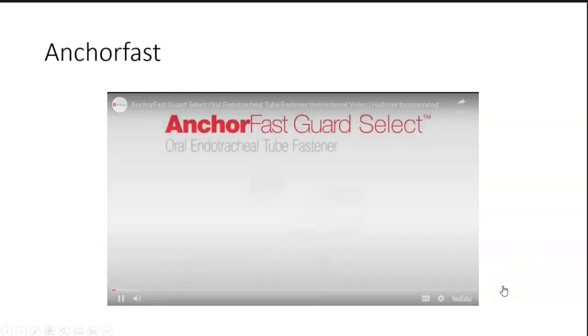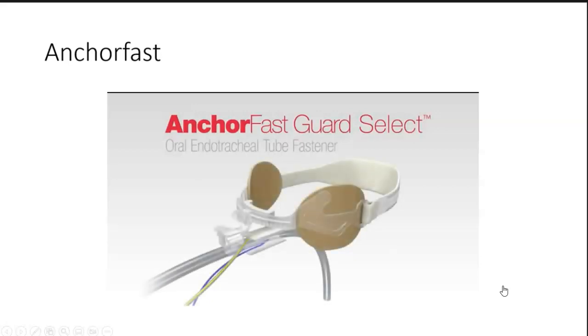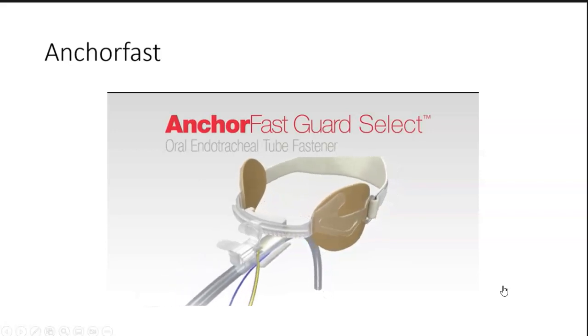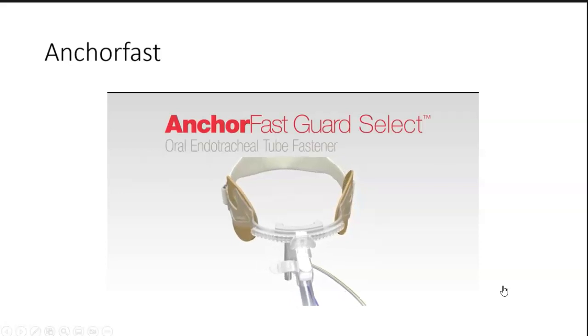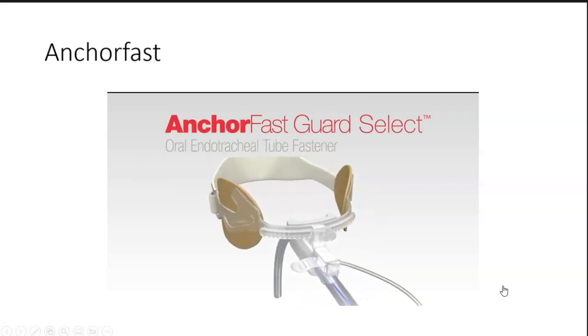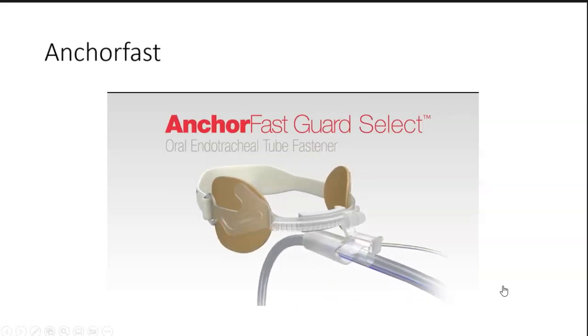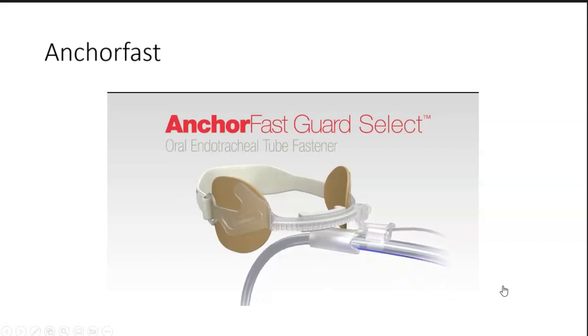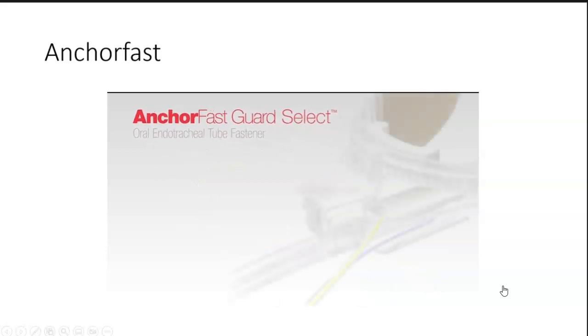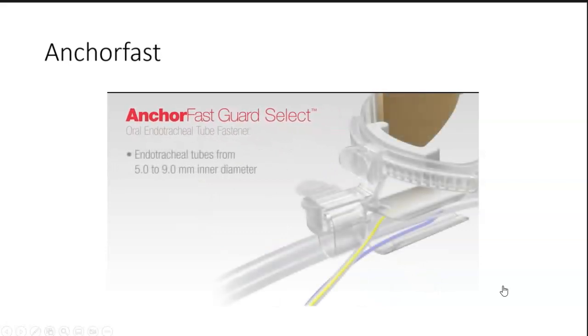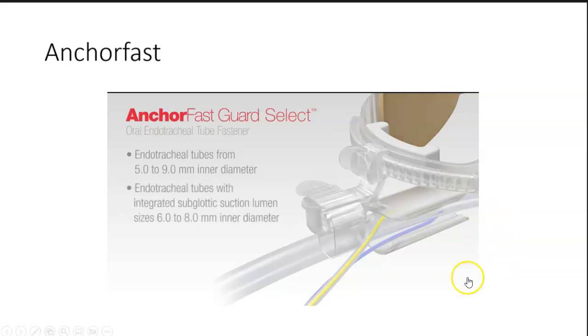How to. The This is the most Anchorfast Guard common one Select we Oral use. This is the one we Endotracheal have in Tube lab. Fastener Most of our provides a place convenient means hospitals to hold use an these. oral endotracheal, or ET tube, securely in place without the use of adhesive tape. The oral endotracheal tube fastener allows repositioning of the ET tube in either direction along the track without removal of the device. The fastener secures oral endotracheal tubes ranging in size from 5.0 to 9.0 millimeters inner diameter, and endotracheal tubes with integrated subglottic.